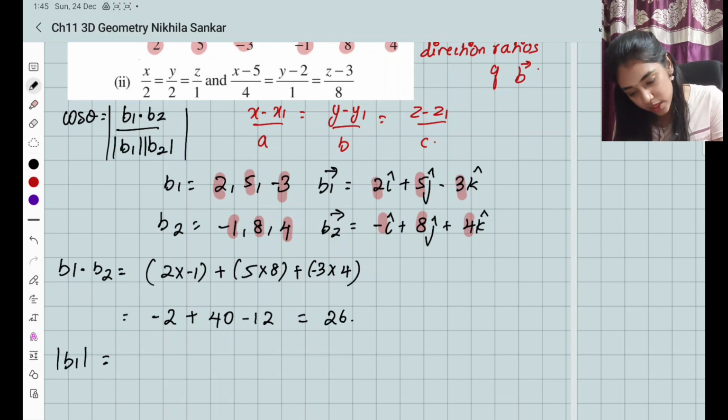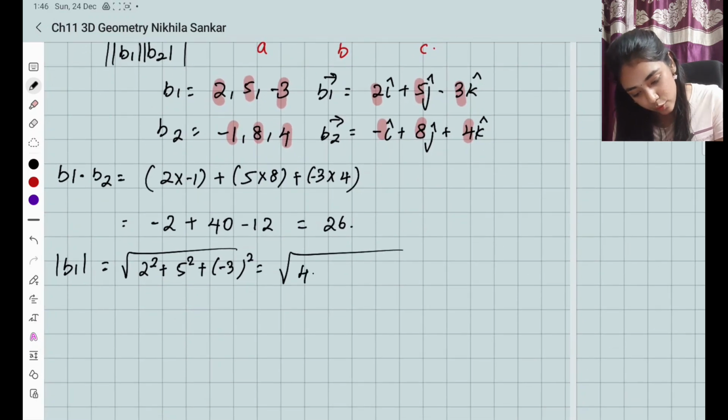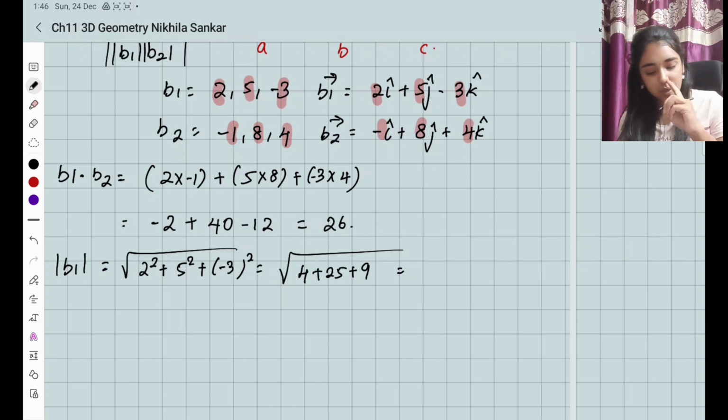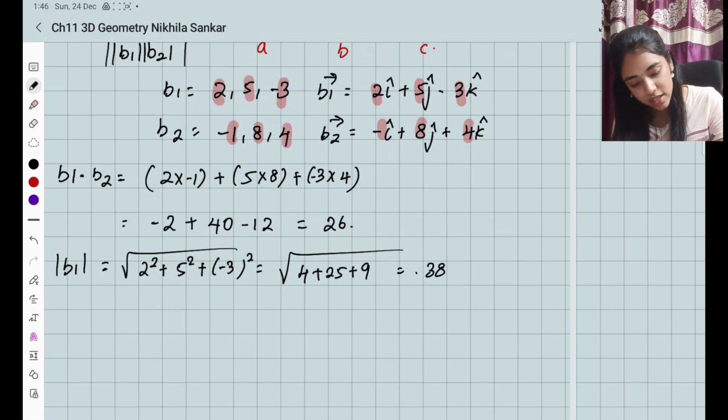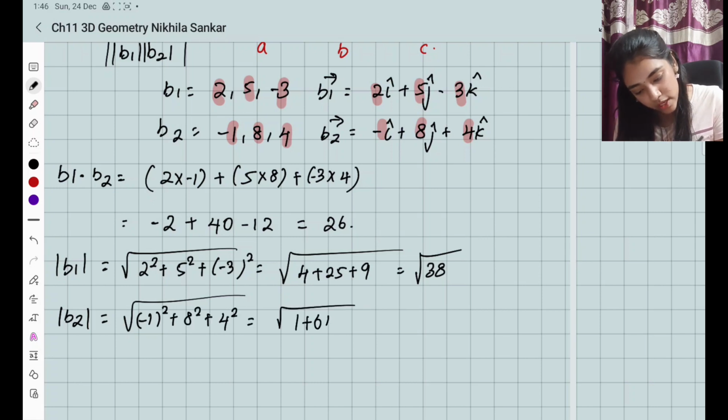Now magnitude of B1 is going to be square root of 2 square, 5 square, minus 3 the whole square, which is going to be 4 plus 25 plus 9. 25 plus 4 is 29. 29 plus 9 is going to be 38. So root of 38. And magnitude of B2 is going to be square root of minus 1 the whole square plus 8 square plus 4 square, which is going to be square root of 1, 64, 16, which is 65 plus 16, 81. So root 81, which is going to be 9.